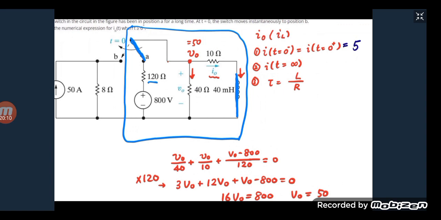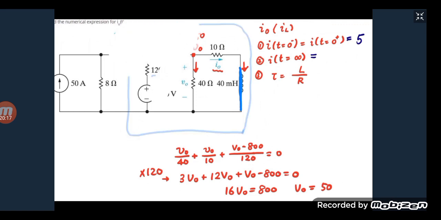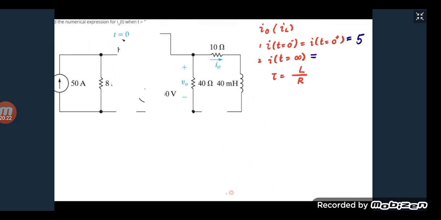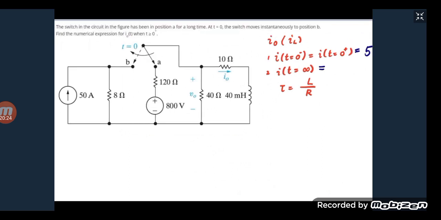So the next stage is to find I infinity. So this one. And when the switch is changed to B, what would happen? Again we can still use VO as the direct variable. Okay.